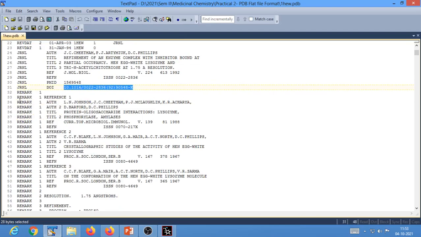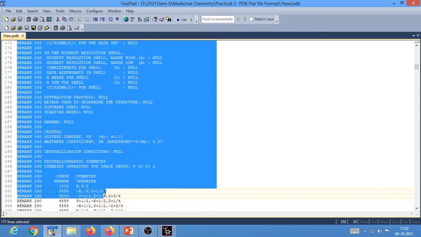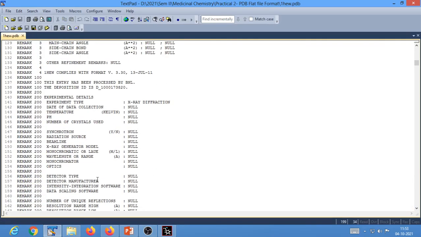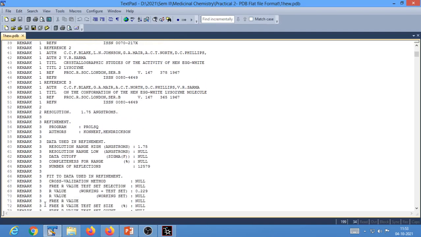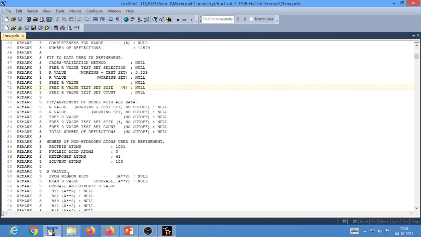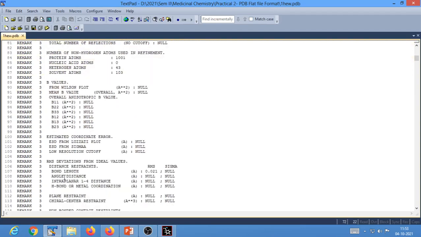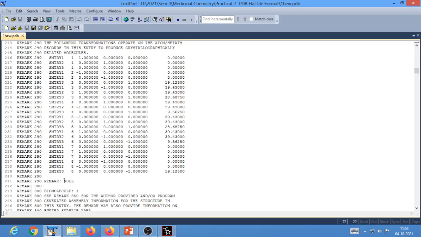Then you have a very big chunk of REMARK lines. I won't go into more detail of what remarks might be there. It is completely dependent on what remarks the author wants to give. Remark lines are usually given to share the experimental observations, like how they calculated the R value, R free value, for example what was the size of the crystal, and what was the type of the crystal, and so on and so forth. We won't go into more detail of this remark.